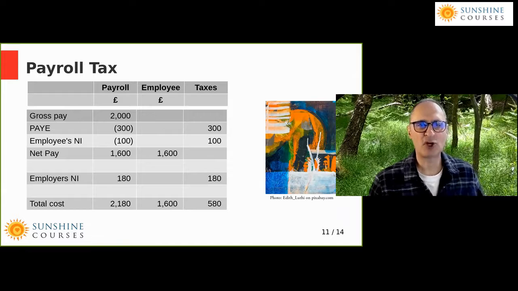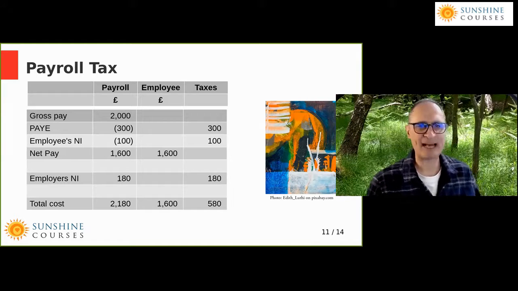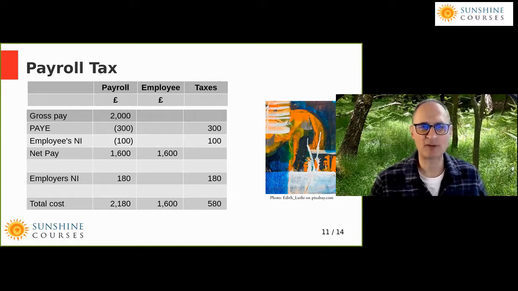So the first column in this tells you how the payroll itself works. And the second two columns talk about the cash flows. So I'm going to talk you through the first column. In the first column, we pay a salary to someone of £2,000.